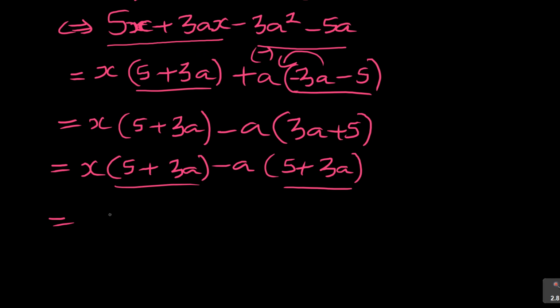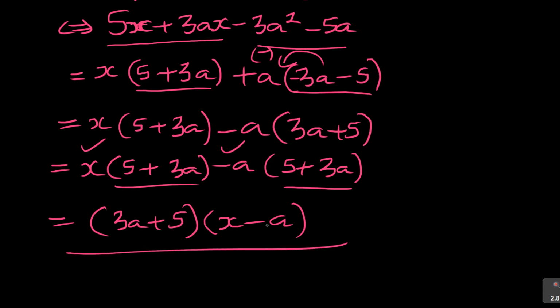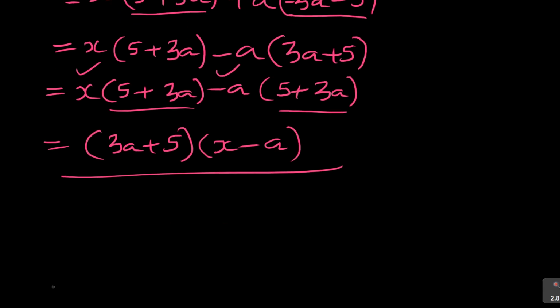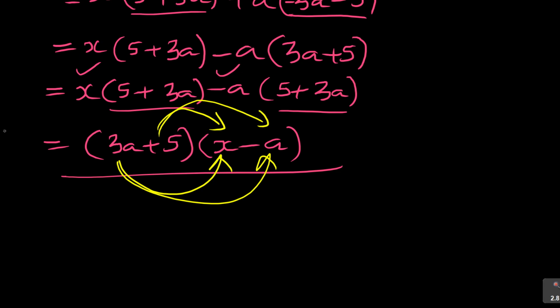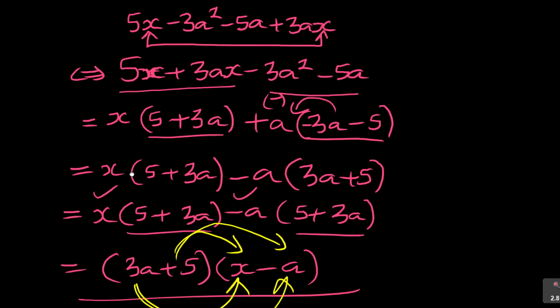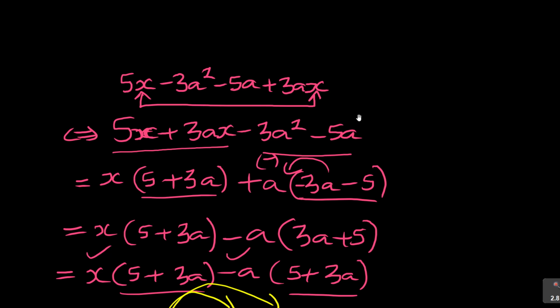So you write equal to, usually it's better to start with a letter, 3a plus 5, and then outside the bracket is what I'm having, x minus a. Then that becomes the answer. If you multiply this back, you can actually test your answer by multiplying this back, so that you can say this times this, this times this, this times this, and this times this. It must take you back to the original answer, the question that we started with.